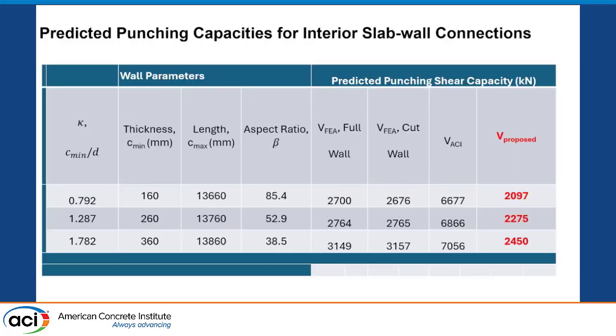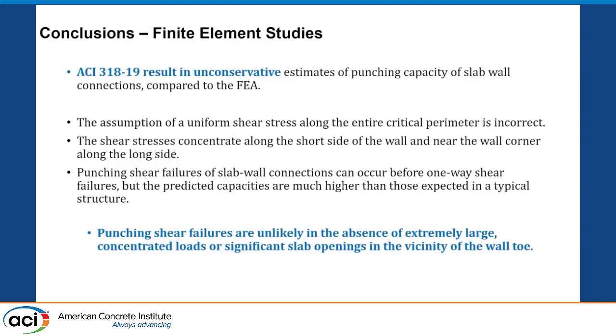Okay, so this is all together. Our proposed method is very good. Of course, ACI is very conservative. This is all combined. Oh, yeah, I have conclusions. So I'm right on time. Okay, so ACI results are unconservative when you compare to the finite element method.